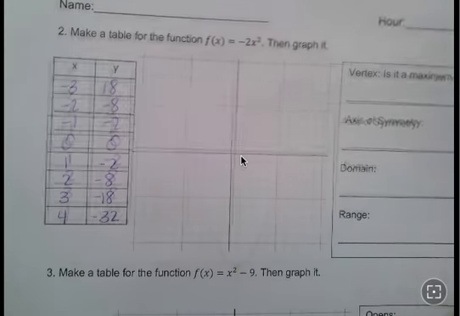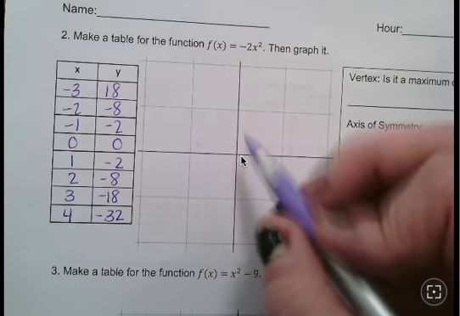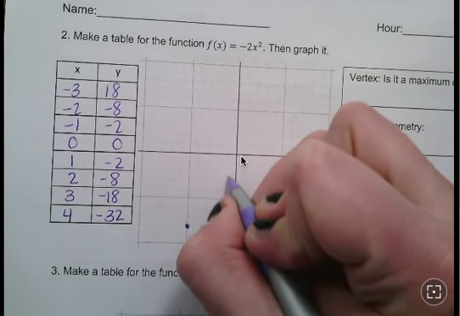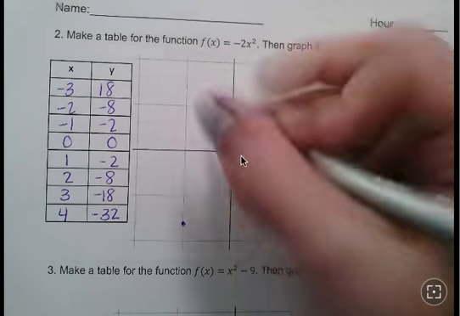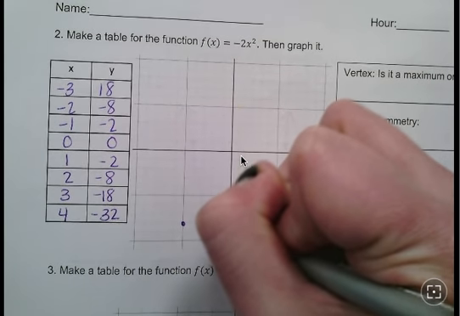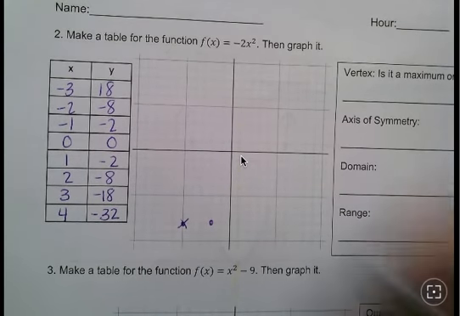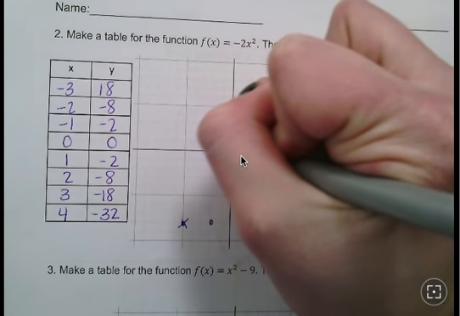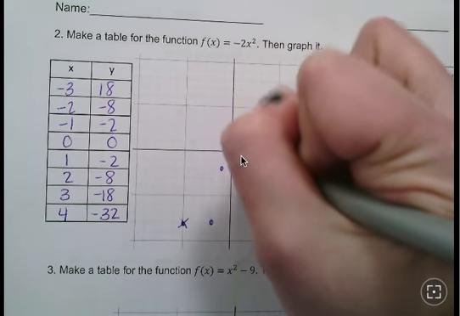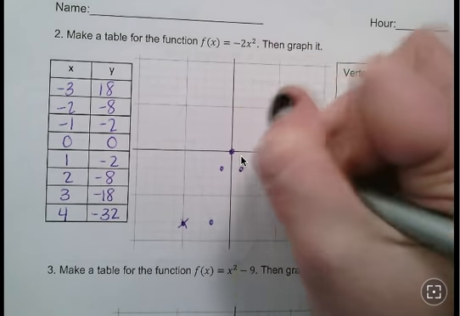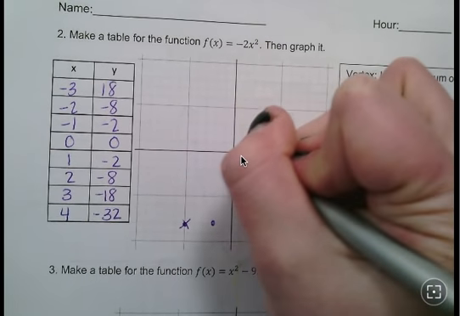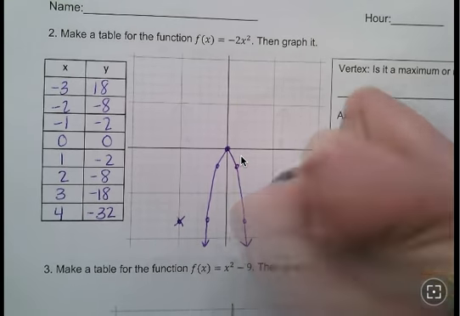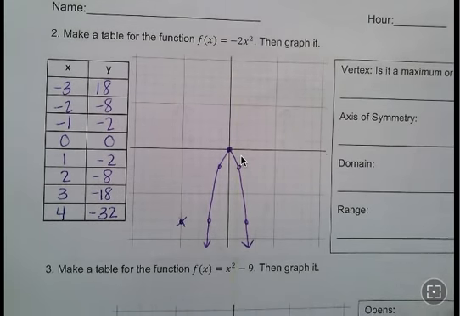So, now let's plot those points. Negative 3, negative 18 we can't graph, but negative 2, negative 8 we can. Then negative 1, negative 2. Oh, wait, hold on. I was way off. Sorry, kids. That goes there. That's not a point. Negative 1, negative 2. 0, 0 is still a point. 1, negative 2. 2, negative 8, and then we can't graph anything else, but we can connect our dots. Okay? So we've got a parabola that looks like this now.